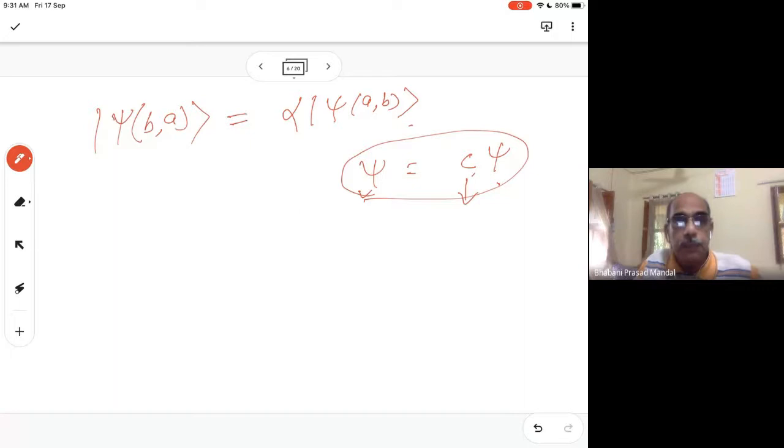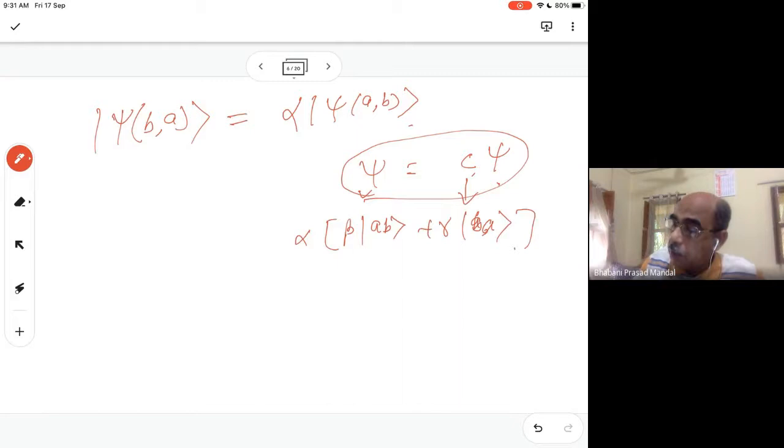So let me calculate this. This side is psi AB, which I already know: beta times AB plus gamma times BA. And this side is psi BA, so it will be beta times BA plus gamma times AB.